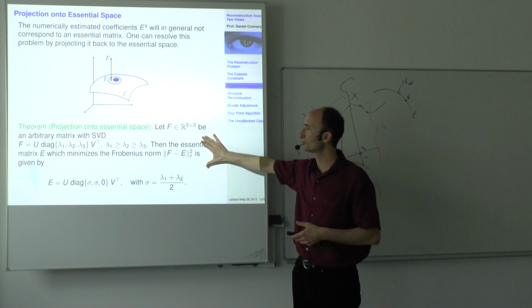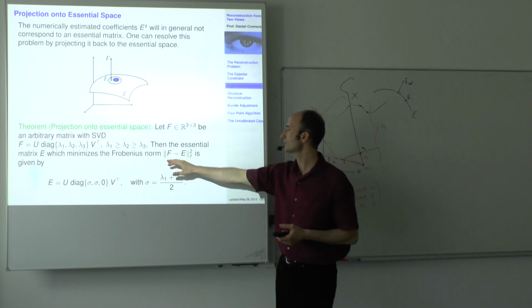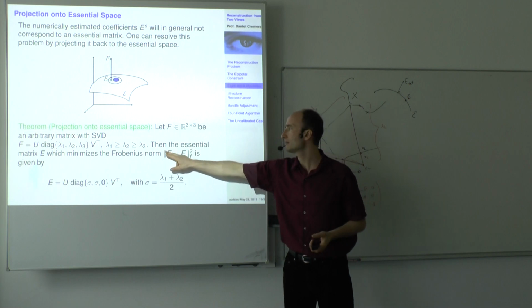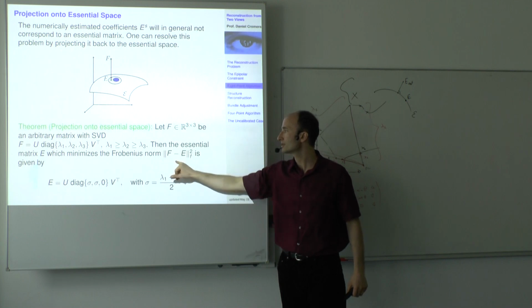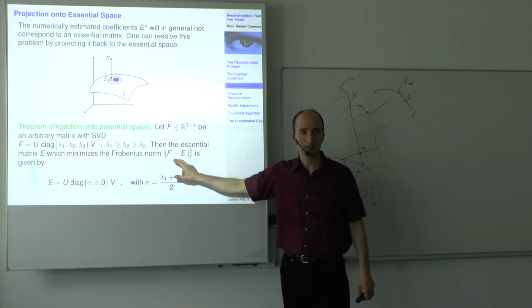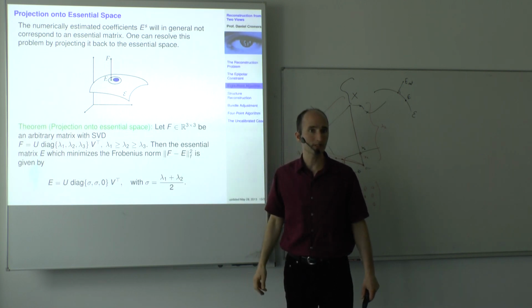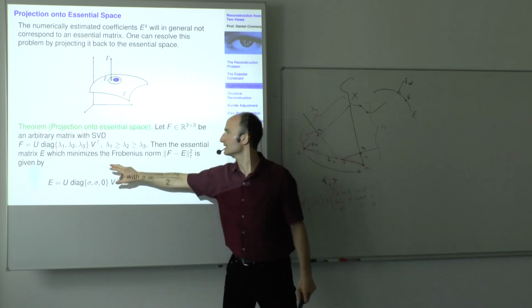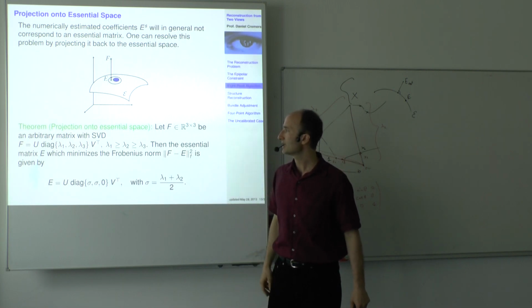And this again I will not prove. There is a fairly easy way to project. The question is, how do you determine the distance between E and F? We want to minimize that distance over all matrices E in that essential space. If we use the so-called Frobenius norm, that means we take all elements of the matrix and just sum the square differences. That is the Frobenius norm, and the matrix E in the essential space that is closest to F can be easily computed in closed form.